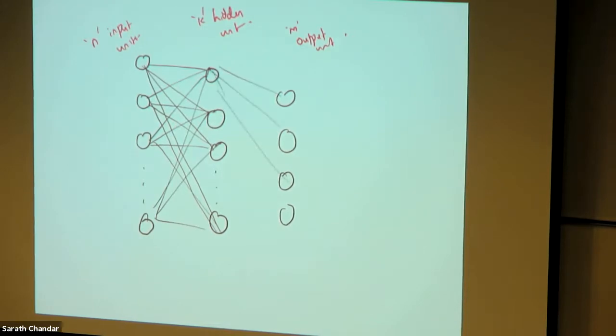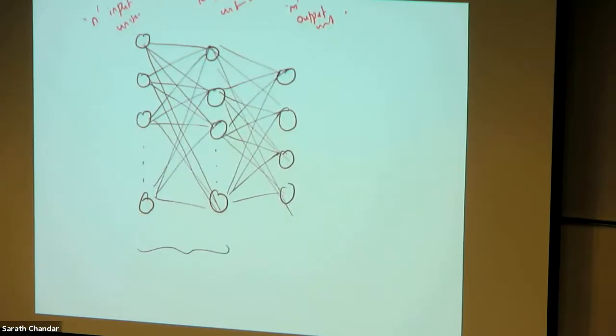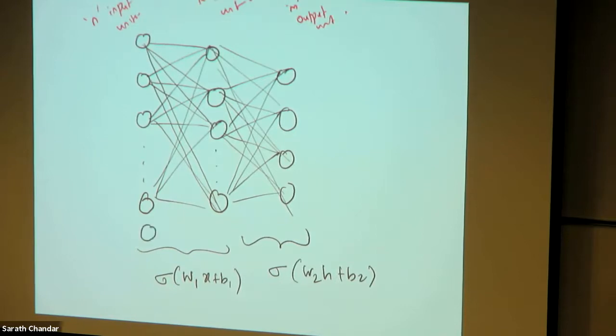Is that clear? Okay. Now, how would you represent the first part? So the first part is represented as, let's say, sigma of W1x plus b1, just as an example. The second part will be represented as sigma of W2h plus b2. Now, to make the equations easier for us, we are going to put the bias inside the W. So how would you do that? The easy way to do that is by adding a unit called 1.